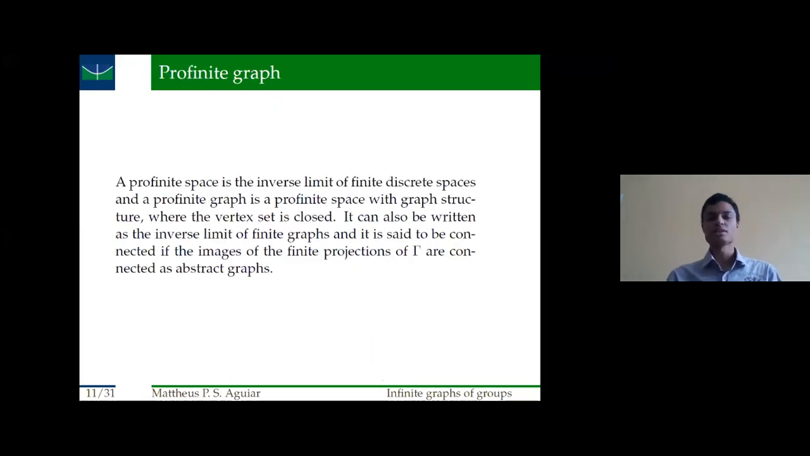So now we can extend this to the profinite universe. We start with the definition of a profinite space: it's the inverse limit of finite discrete spaces. And a profinite graph is a profinite space with a graph structure where the vertex set is closed. So it can also be written as the inverse limit of finite graphs, and it is said to be connected if the images of the finite projections of gamma are connected as abstract graphs.